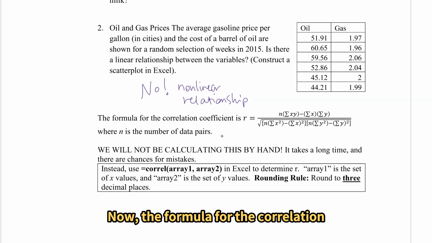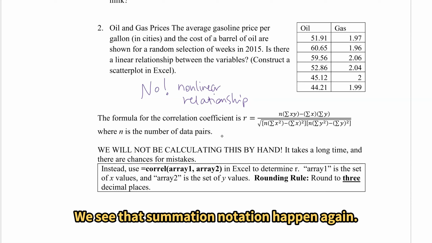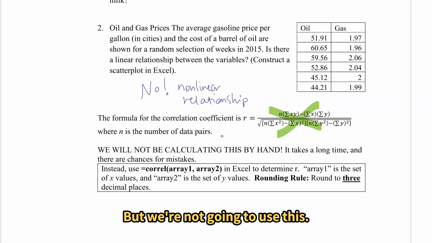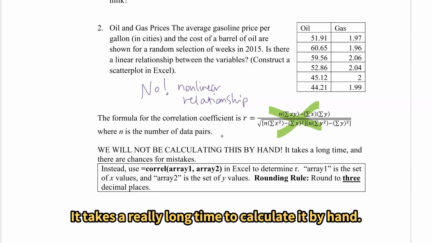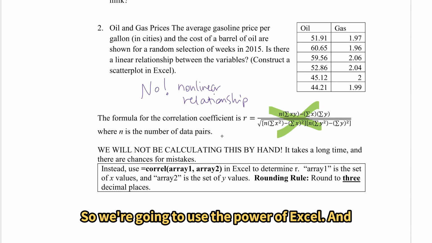Now, the formula for the correlation coefficient is given here. And we see that summation notation happen again. But we're not going to use this. It takes a really long time to calculate it by hand. There are chances for mistakes. So we're going to use the power of Excel.